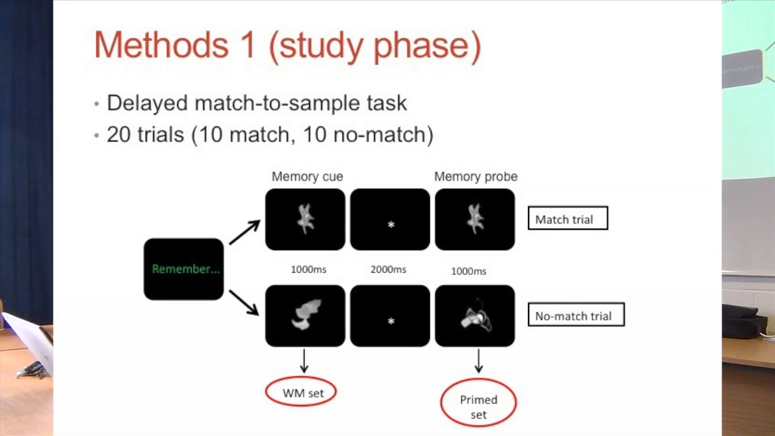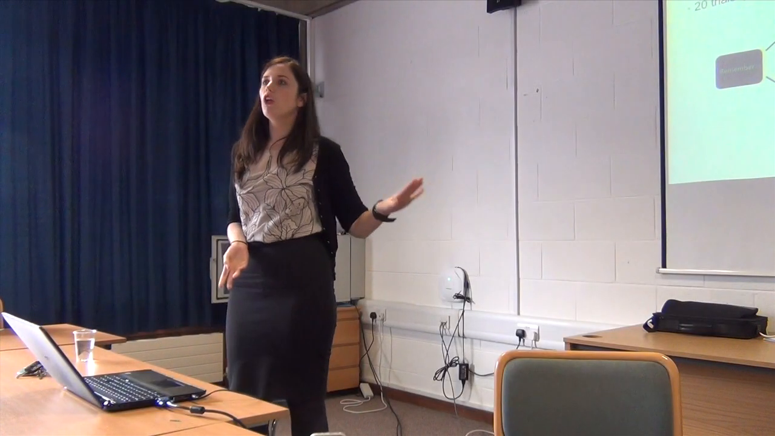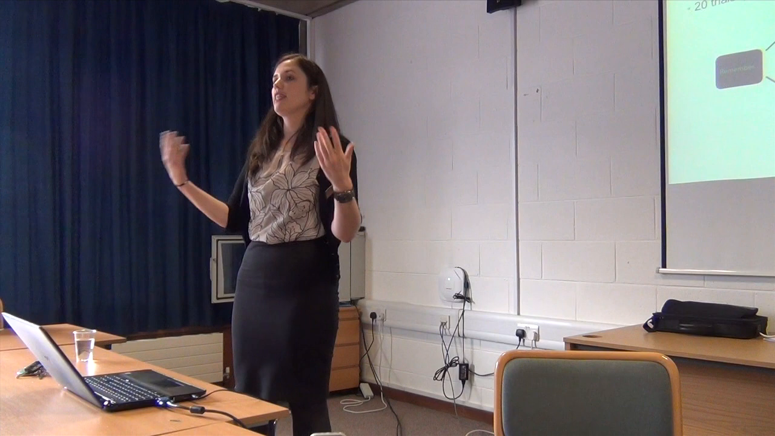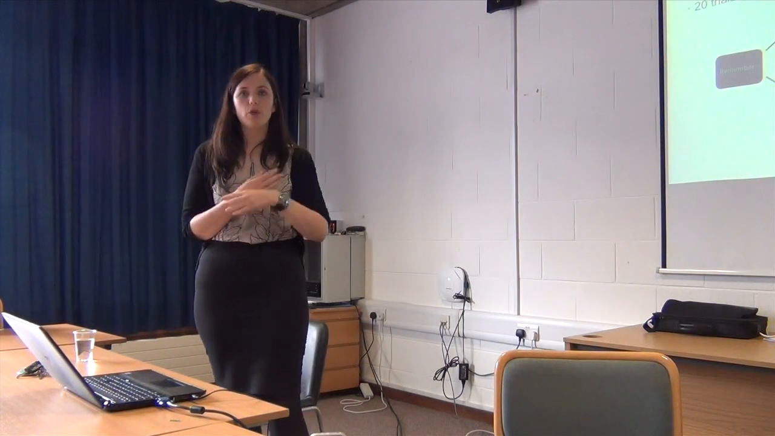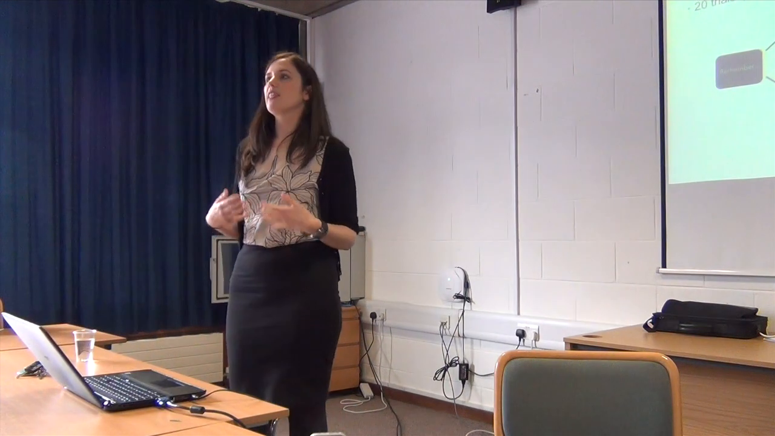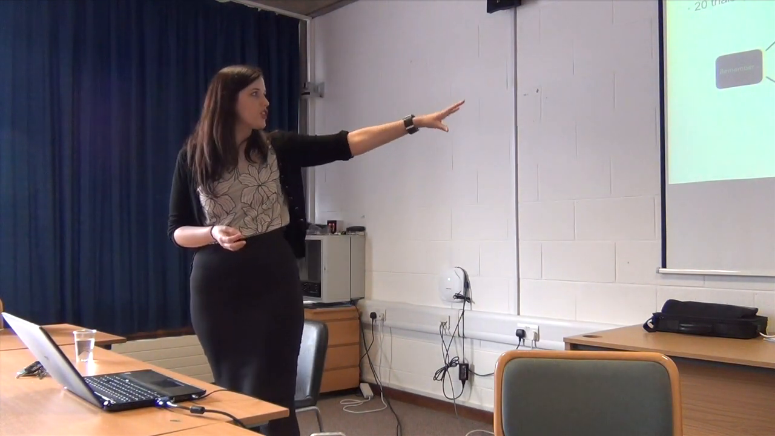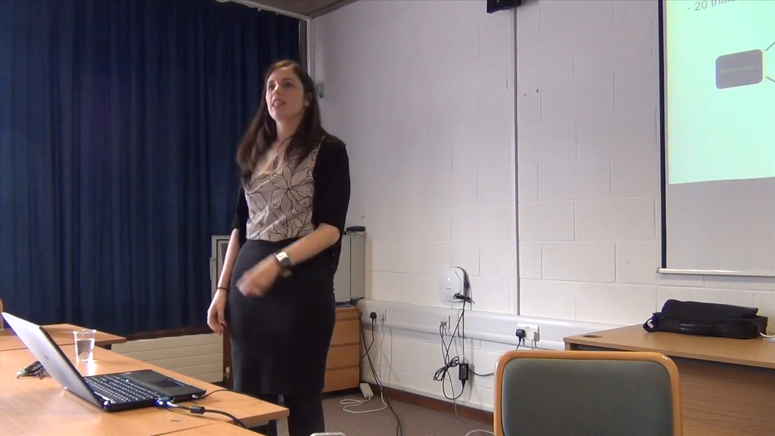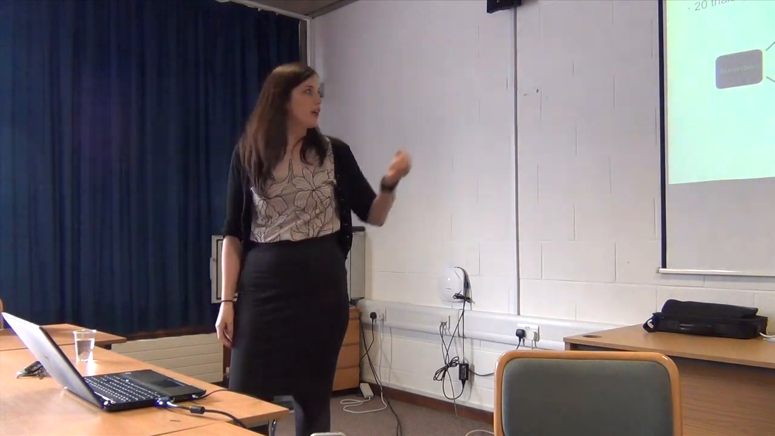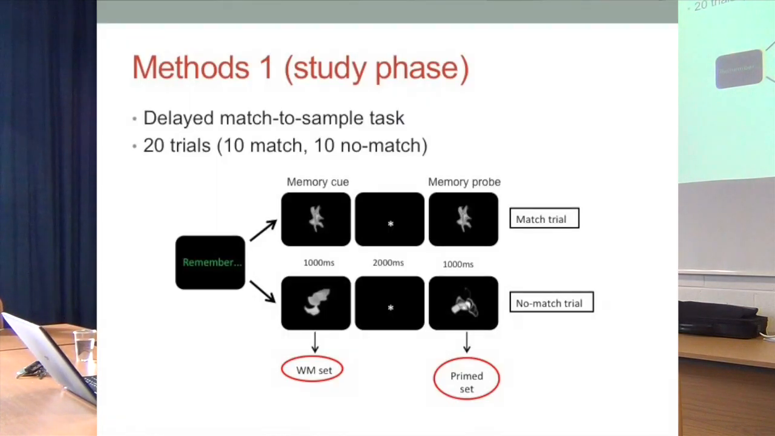To go forward into the next stage of our experiment, we discarded all of the shapes from the match trials. Those are the shapes participants had seen twice, where the cue matched the probe. The shapes that we took forward into the next phase were the shapes from the no match trials. So we have the items that were used as memory cues, which were viewed for 1 second and then actively maintained in memory. And then we have the items that were the memory probes. These were viewed again for exactly the same time, 1 second, but were not committed to memory. So the items that were committed to memory we call the WM, the working memory set, and the items that were not committed to memory we call the primed set.